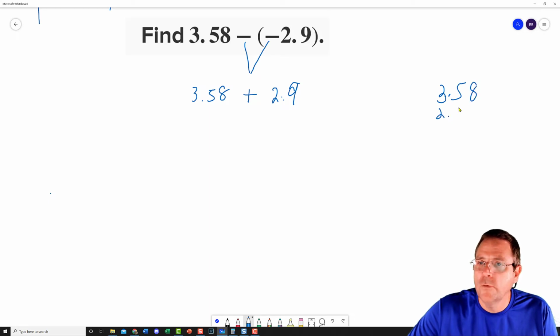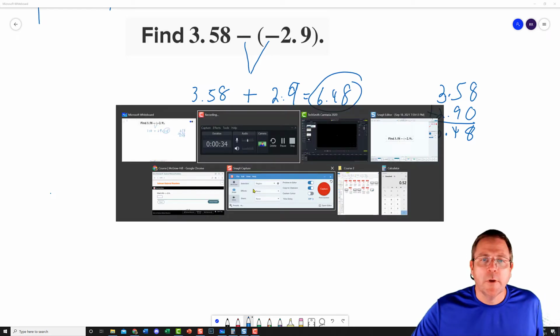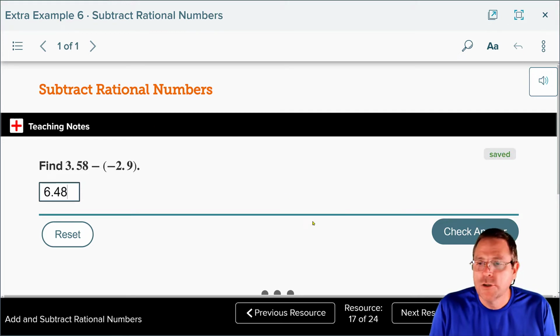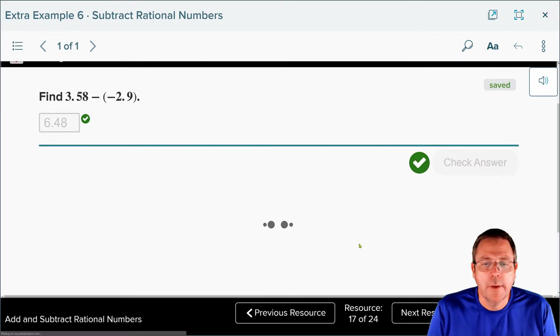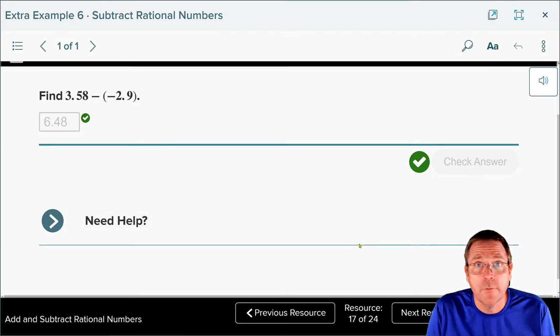3.58 plus 2.9. Annex zeros is needed. Add them up, and that's going to give me a 6.48 for my final answer. Come back over to this side, plug it in, 6.48, check my answer, and the answer checks. Easy math, anybody can do this stuff, even you.